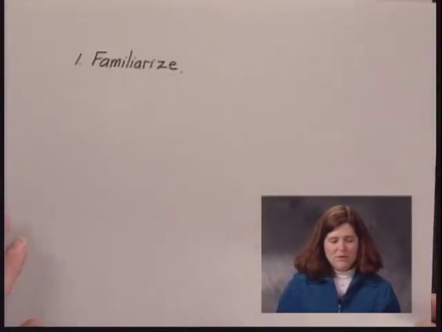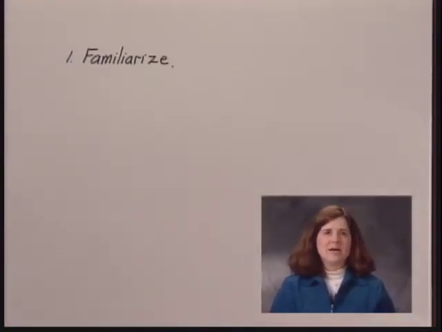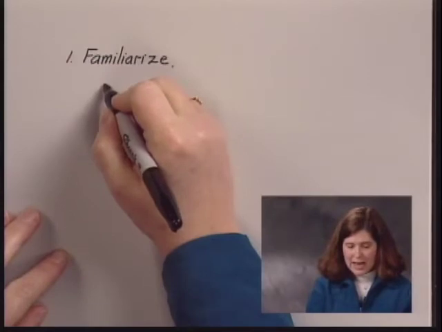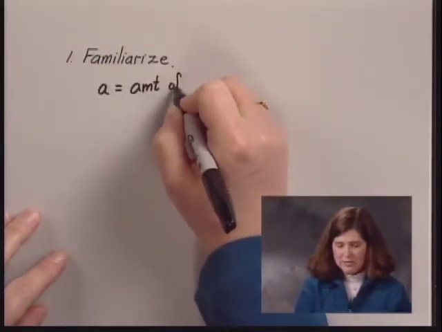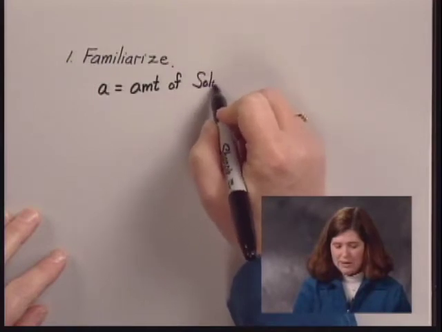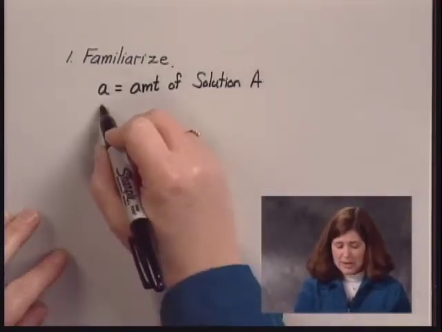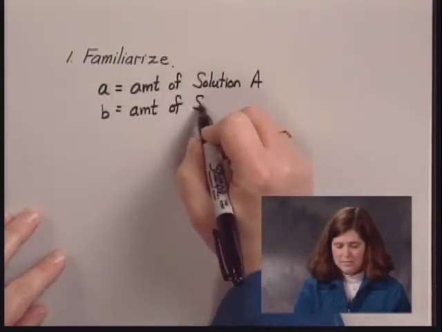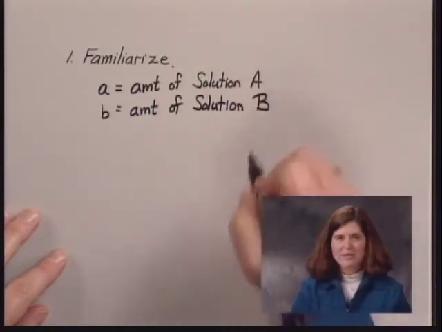Now, after reading carefully, we want to define variables. Since we're talking about solution A and solution B, I'm going to let A equal the amount of solution A, and this will be in liters, and B equal the amount of solution B. Choosing A and B here will help remember what they stand for.